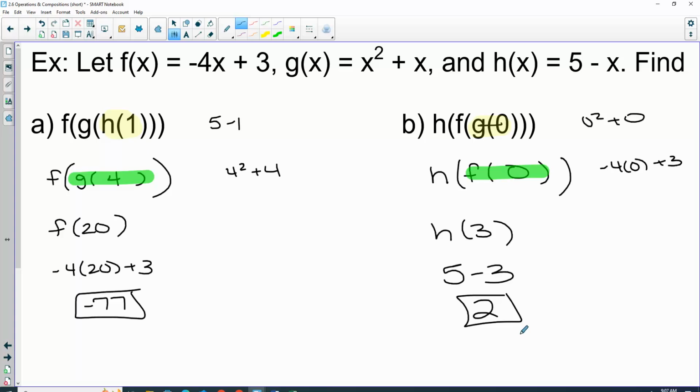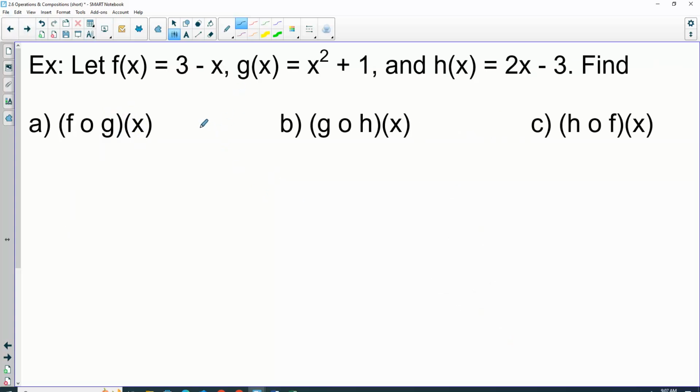We don't have to have a number. We can have just an equation and ask you to compose those. So if I'm looking at this one, I've defined my three functions. If I ask for f composed with g of x, another way we might write that is f of g of x. You start on the inside. Since I don't have a number, what is g of x? So just put in that formula.